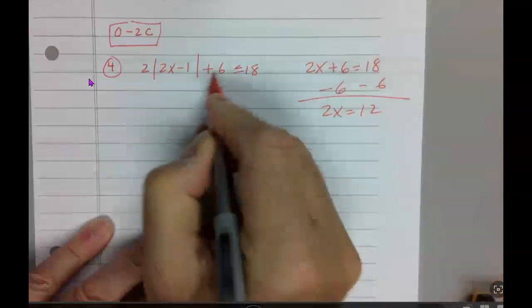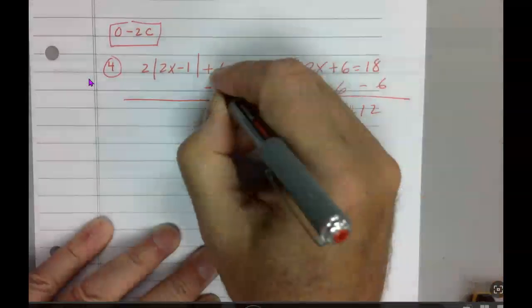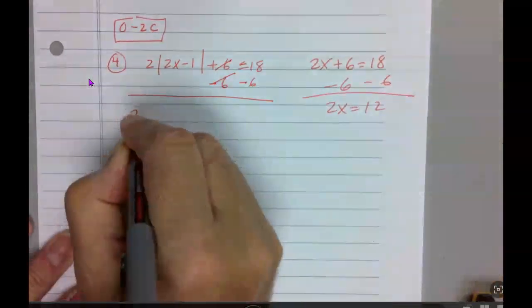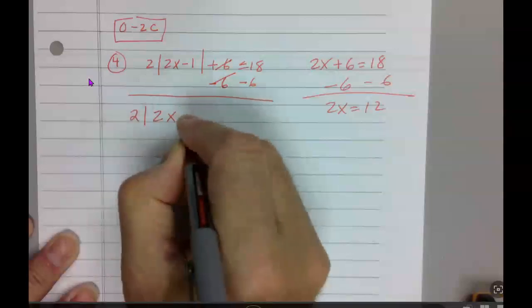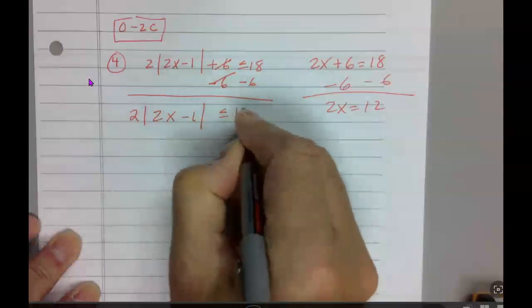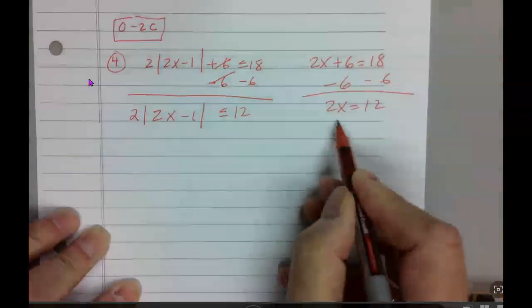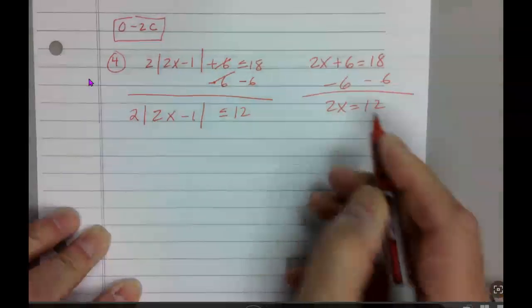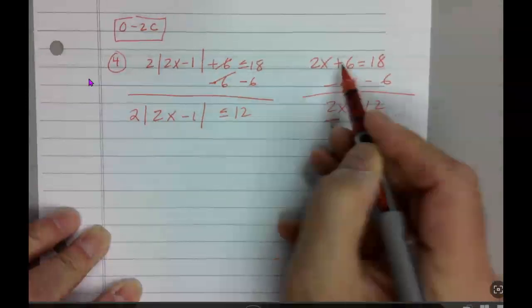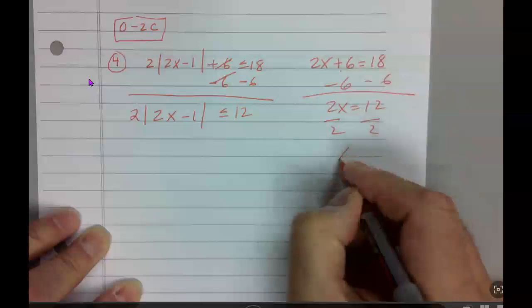So we're going to do the same thing here. Agreed? So then what are we going to do here now? Divide by 2. Agreed? Everybody see I'm comparing these two equations? So does everybody agree with me? I get x equals 6.